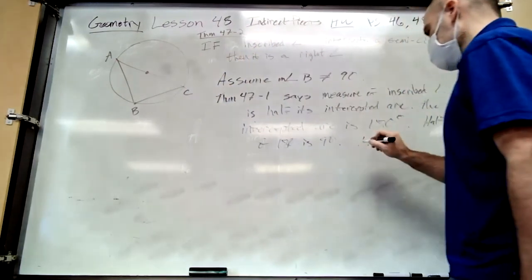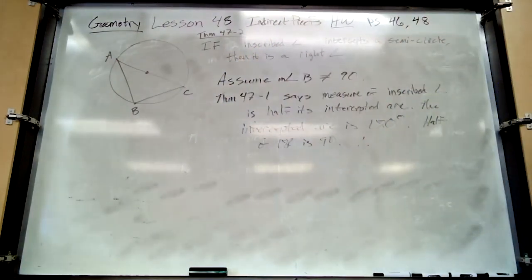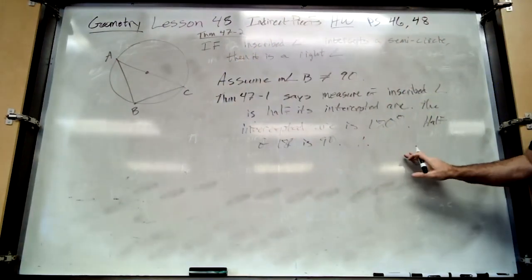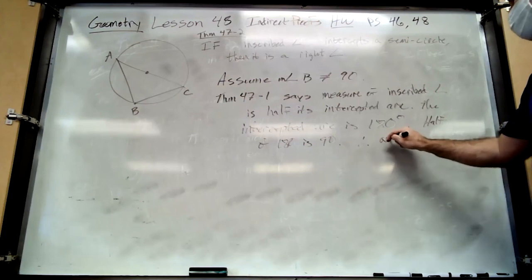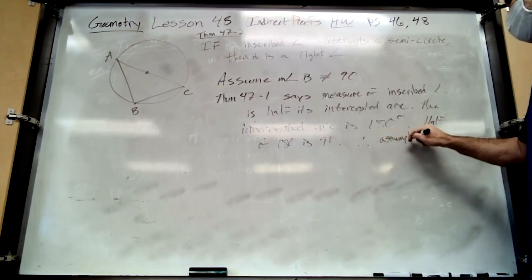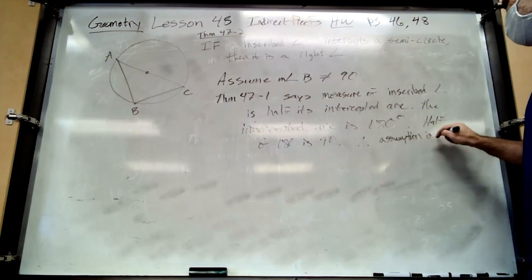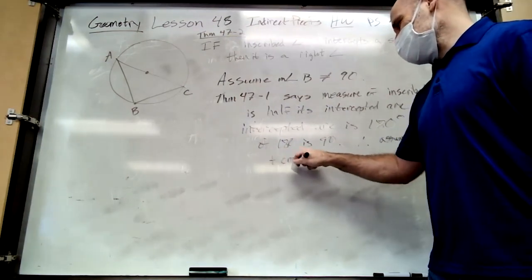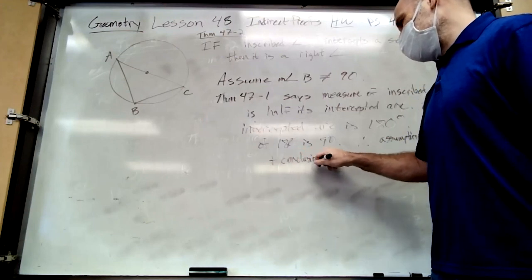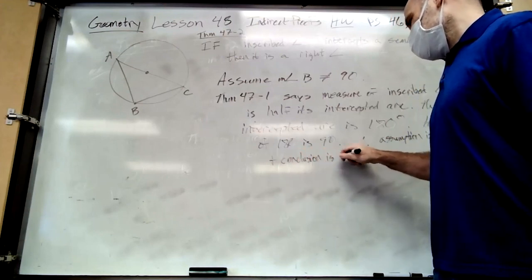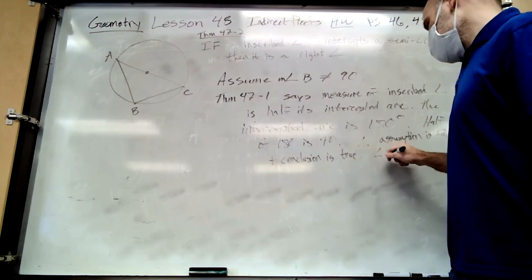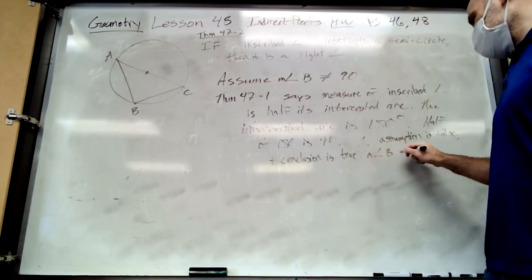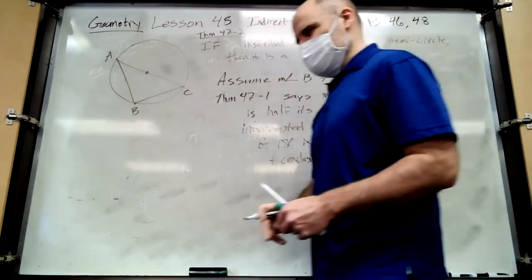So therefore, QED, assumption is false and conclusion is true. And then state the conclusion: angle B, measure of angle B equals 90 degrees.